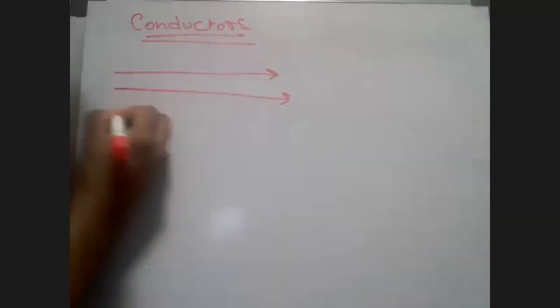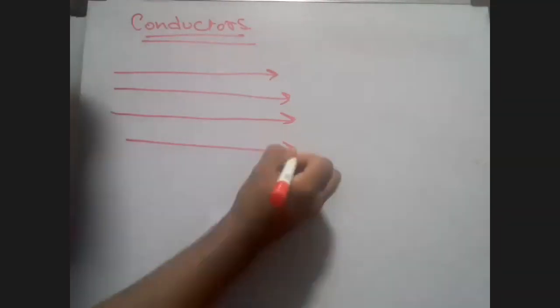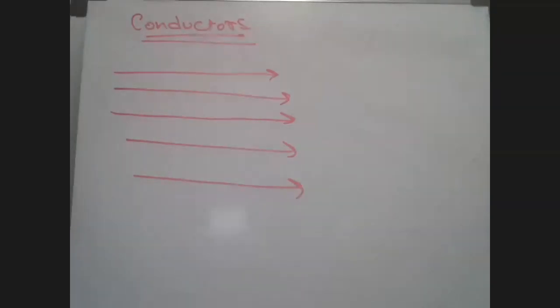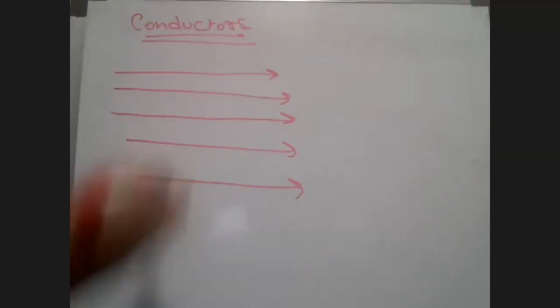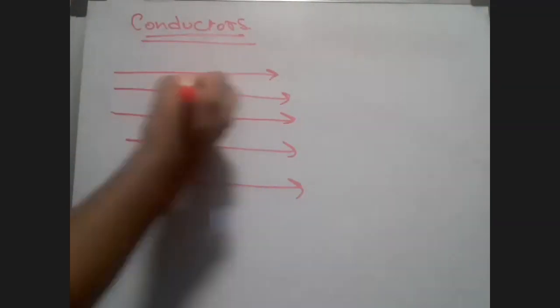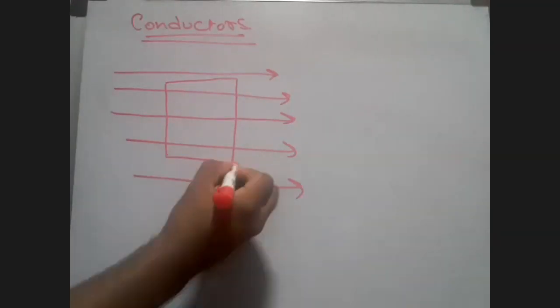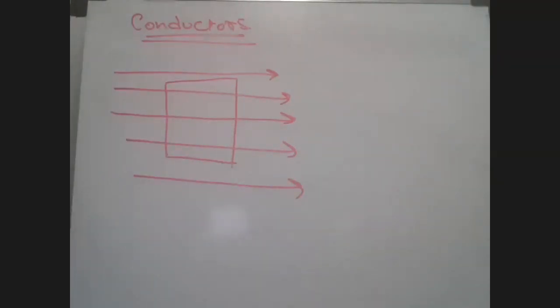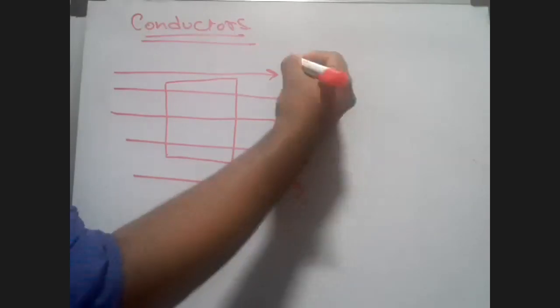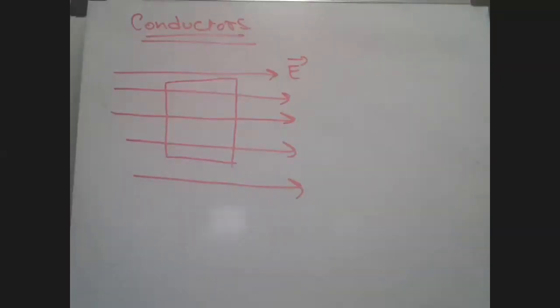Suppose I say there is an electric field here, and I place a conductor, any object, maybe a wire, maybe any conducting object. Say suppose I choose a box like this. What is going to be the effect of this electric field intensity on this? Can anyone answer?